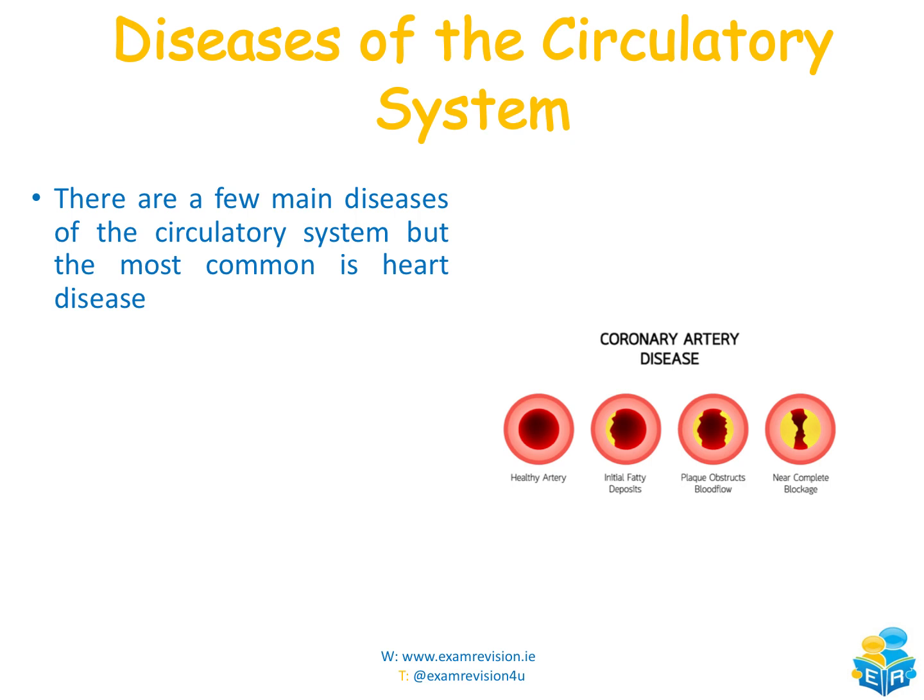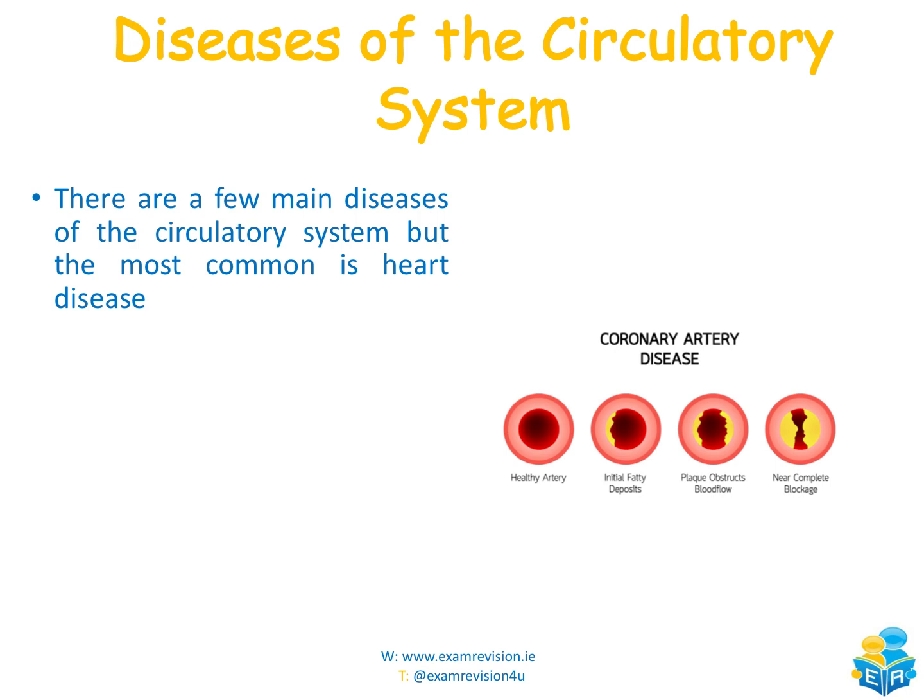Now, there are a few main diseases of the circulatory system, but the most common is heart disease. Okay, we can see that happening over here, coronary heart disease. We have a healthy artery here, but we can see that there's initial fatty deposits building up inside in the lumen here, up against the elastic wall. This is eventually going to build and build. It's going to stay there and it's going to obstruct blood flow.